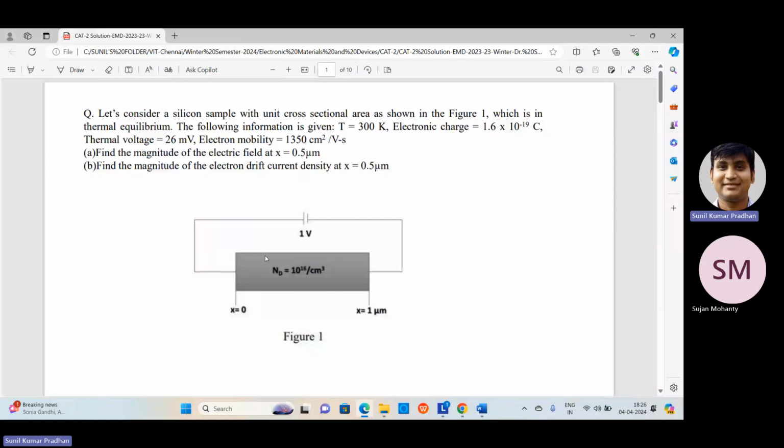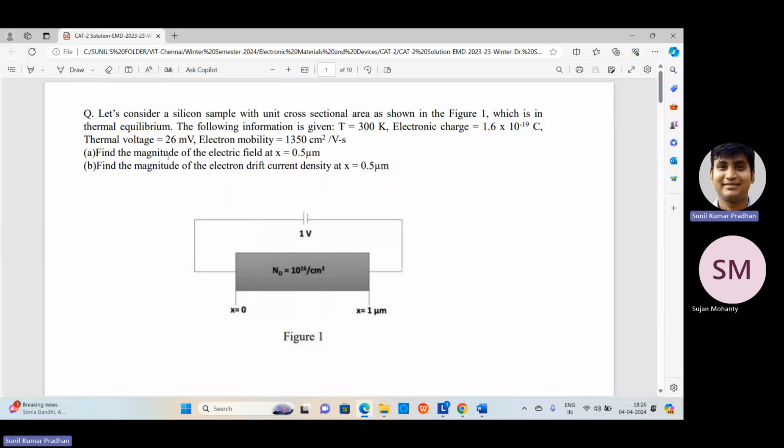The sample is placed at room temperature. That is why it is at 300 Kelvin, because room temperature is 27 degrees centigrade. So if we convert it into degree Kelvin, then it is 300 Kelvin. Okay. Now electronic charge we know is 1.6 × 10^-19 coulomb. Thermal voltage is 26 millivolt, and electron mobility is given as 1350 centimeter square per volt second.